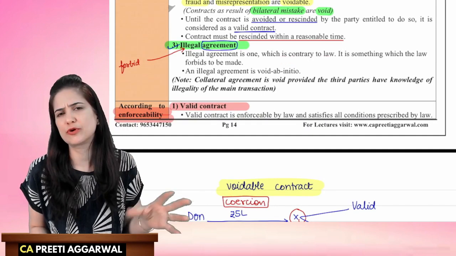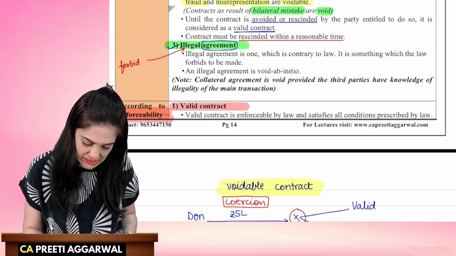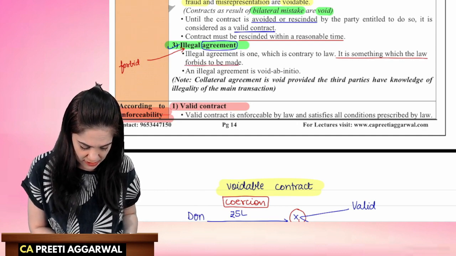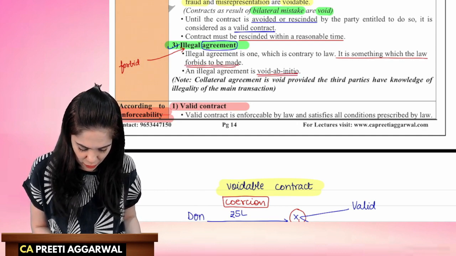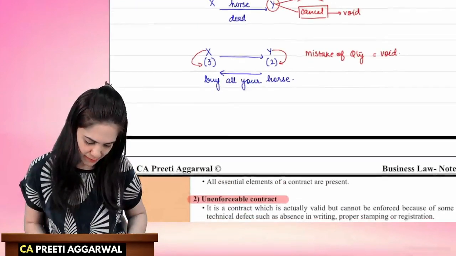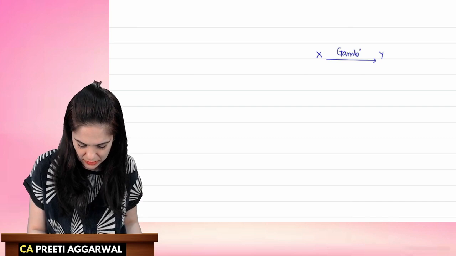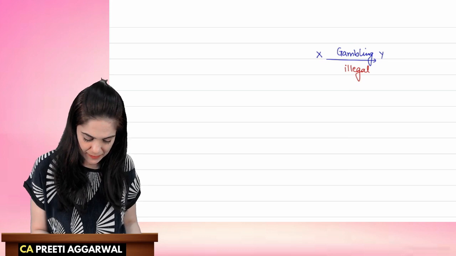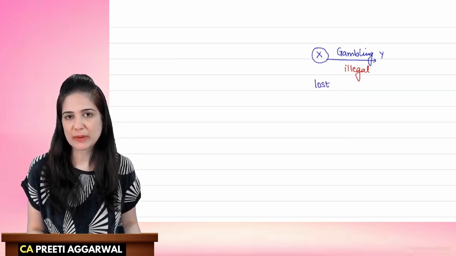It is contrary to law. It is against law. It is something which the law forbids to be made. These agreements are void ab initio. Now, let's say for example, that X and Y enter into gambling contract. Now in India, gambling is illegal. X lost. He didn't have money to pay Y.